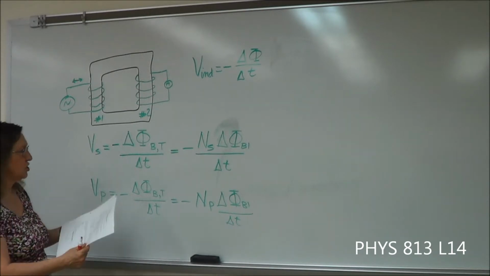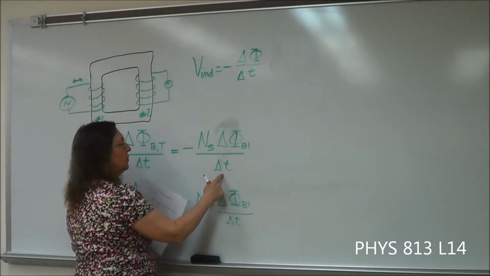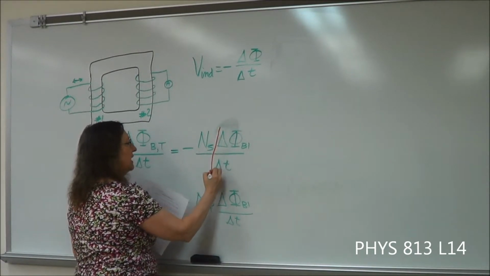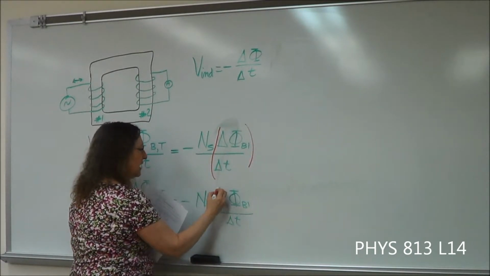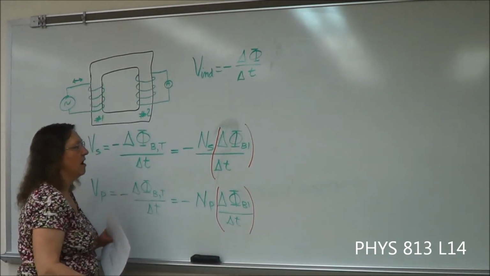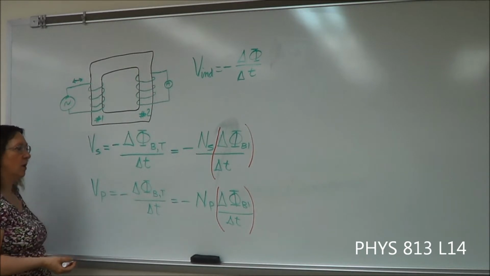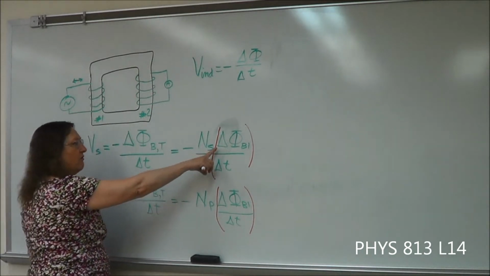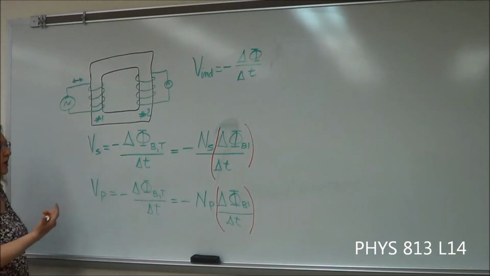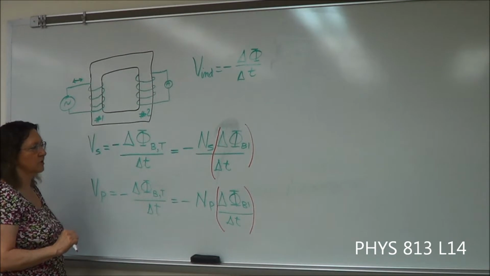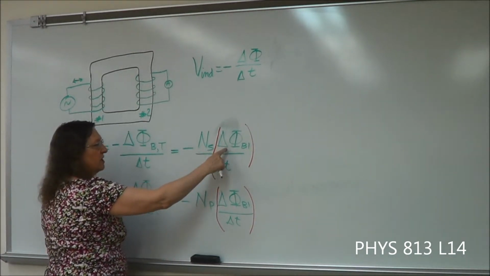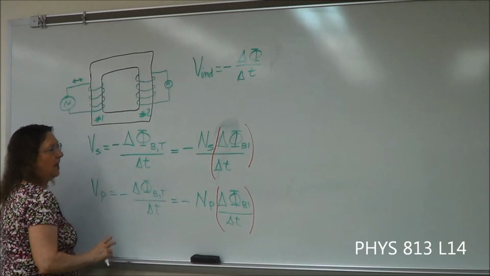Okay, so what we're going to do now is assume that this rate, the change in flux for one loop per time, is the same on both sides of the transformer. If those two things are equal, then we can solve for each of them and set those expressions equal to each other. I'm going to do a couple of steps and show you the result, but if you want to write out a few more steps, that would be fine.